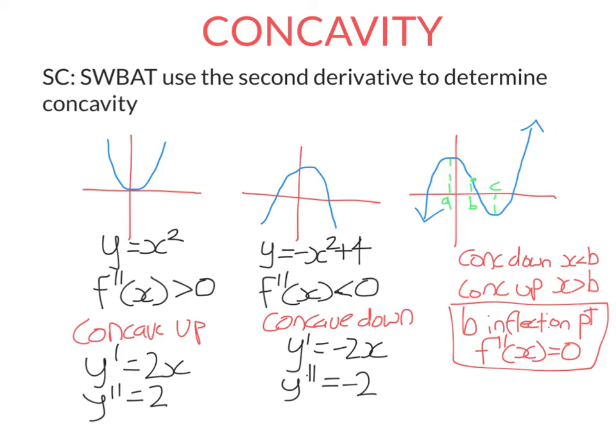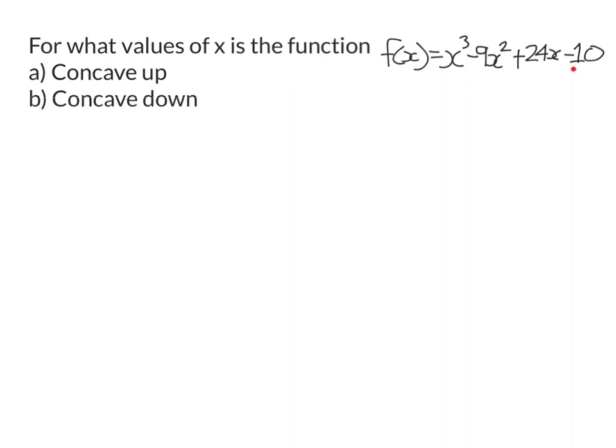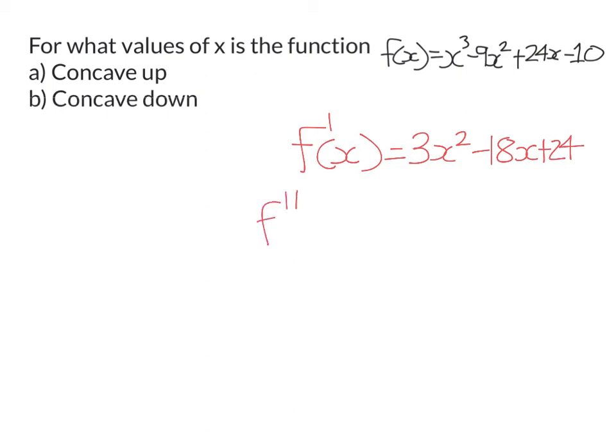All right, now we're going to practice where I give you a function and we find out where it's concave up and down. Without graphing this function here, we're going to determine when it's concave up and when it's concave down. That's entirely determined by the second derivative. So firstly, we'll have to find the first derivative. The first derivative of this function is 3x squared minus 18x plus 24. And then the second derivative will just be 6x minus 18.